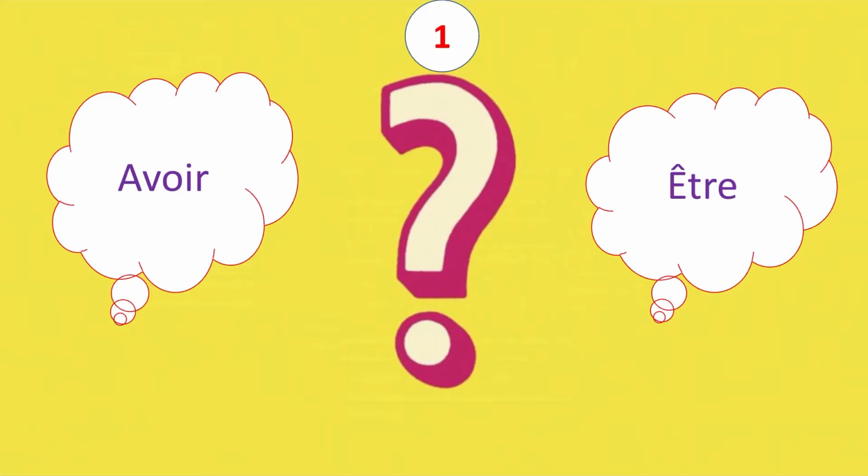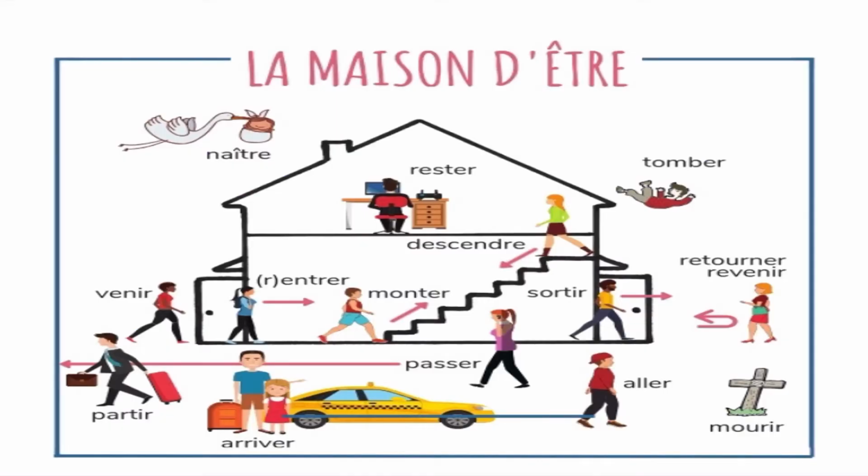How can I know should I conjugate with avoir or with être? Let's take a look at la maison d'être, the house of être. Most verbs form the passé composé with avoir. However, there is a small number of verbs which show movement of the subject from one place to another, and are always conjugated with être. As you see here, we have naître, rester, tomber, descendre, monter, and so on.